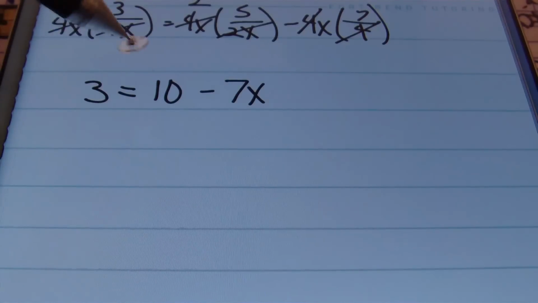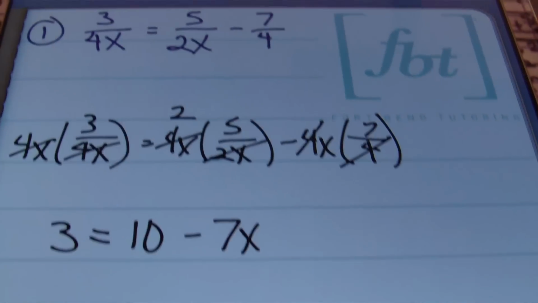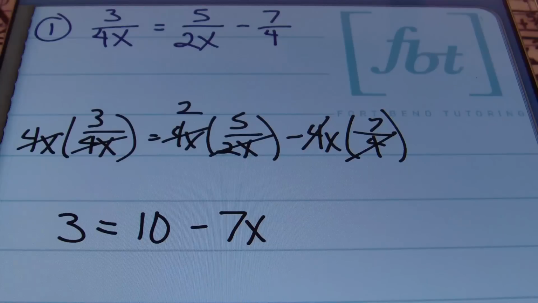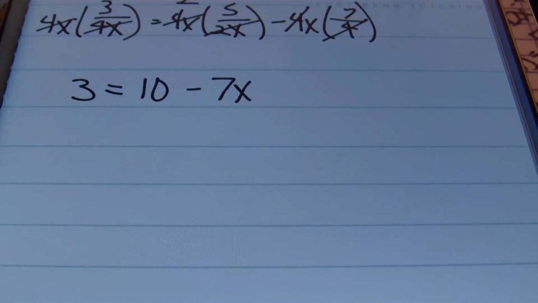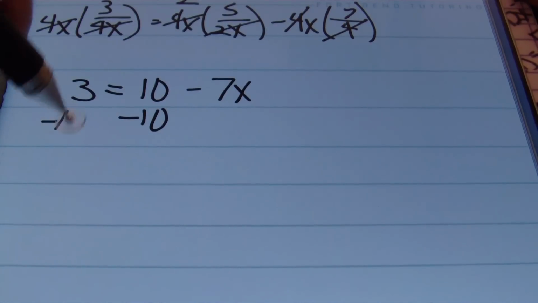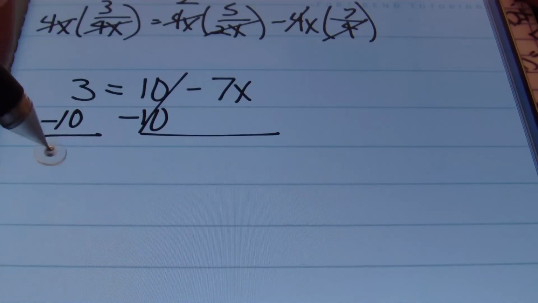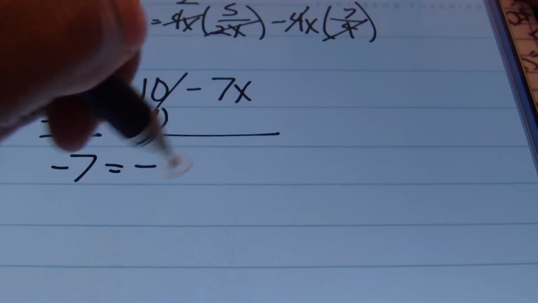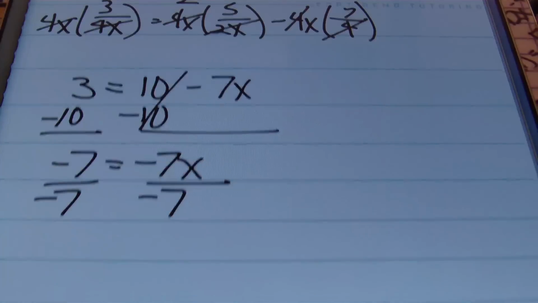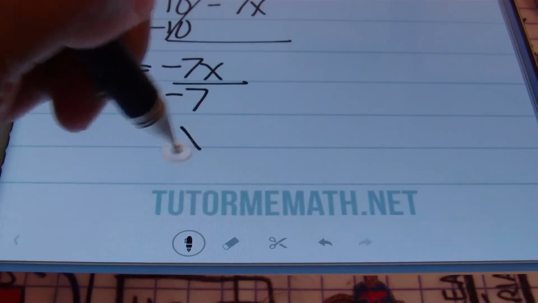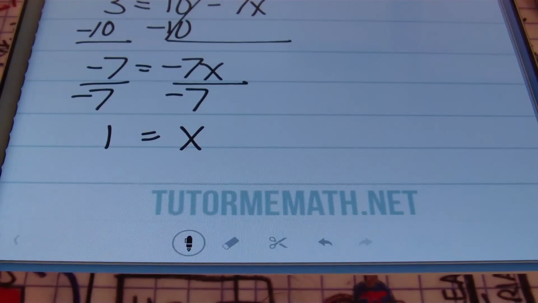Look how much simpler this equation is compared to the original. Oh, does that not make you feel better? It makes me feel wonderful. So I'm going to go ahead and solve for x now. So I'll be subtracting 10 from both sides, like so. And I'll bring down a negative 7, which equals negative 7x. And then divide both sides by negative 7. And so that means that x equals 1, ladies and gentlemen.